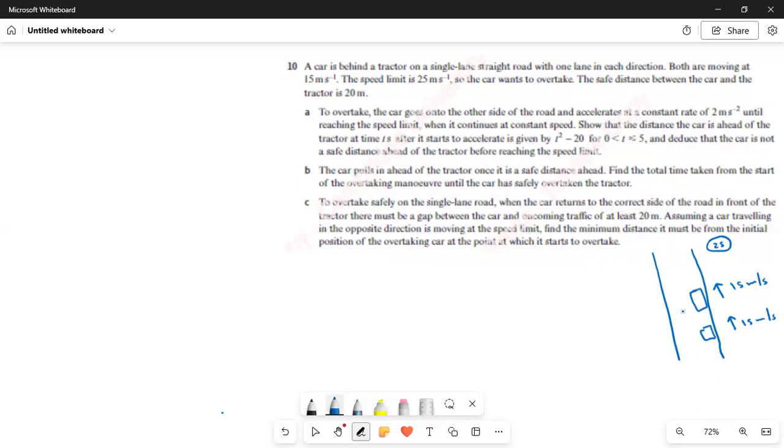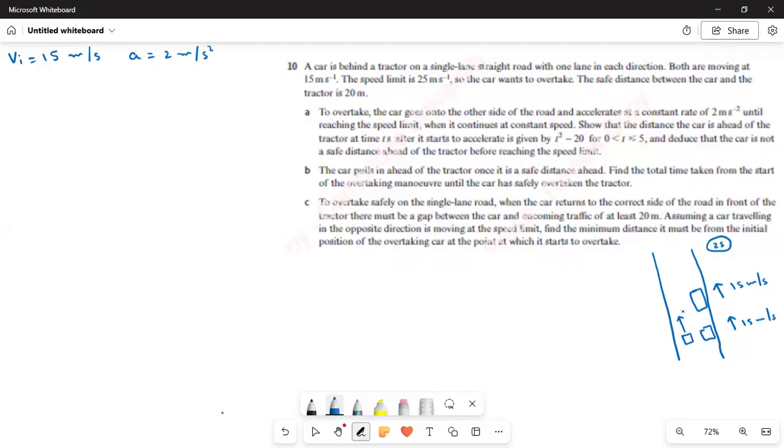In order to overtake, the car moves to the next lane and then accelerates. Okay, and it accelerates to, what's the acceleration? 2 meter per second square. Okay, so for the car, initial speed is 15 meter per second, and it accelerates with an acceleration of 2 meter per second square, right?